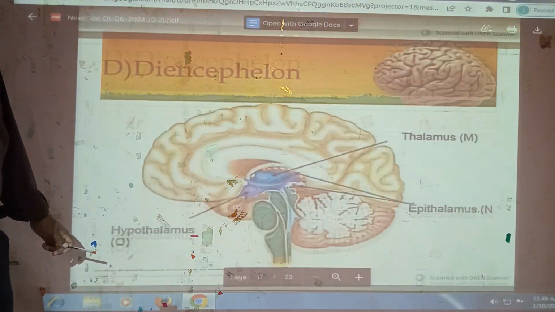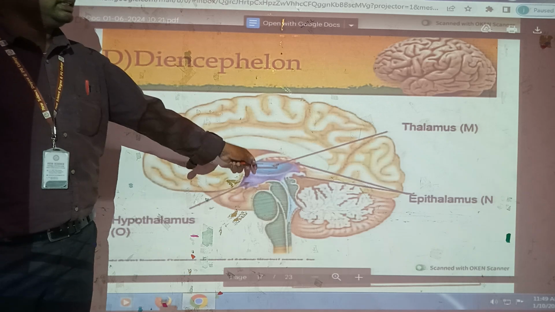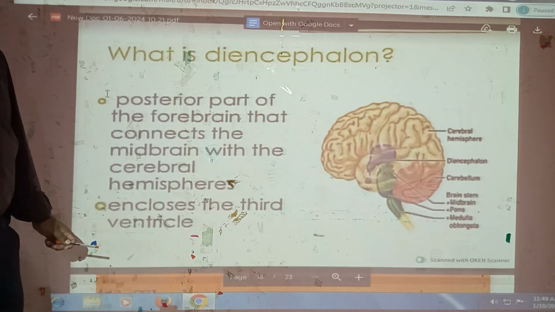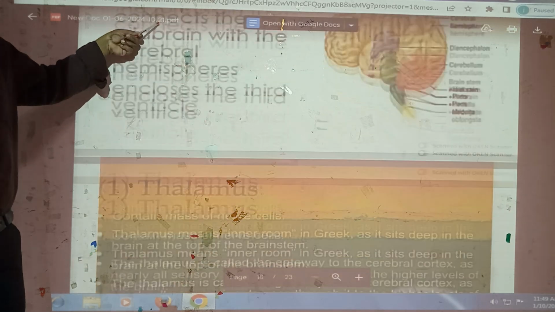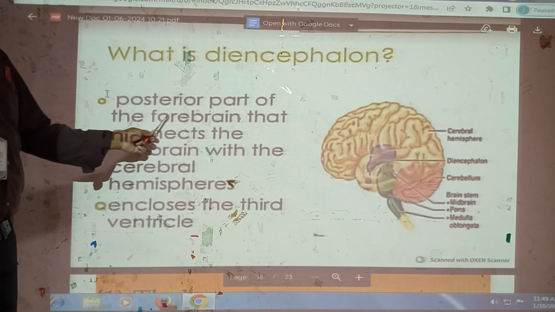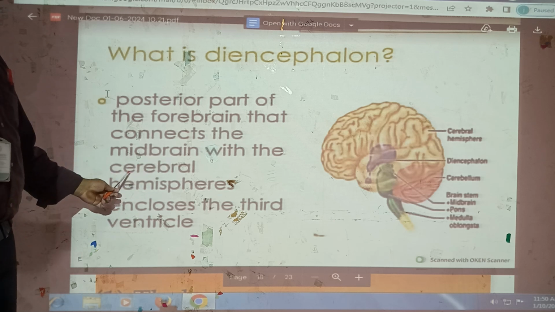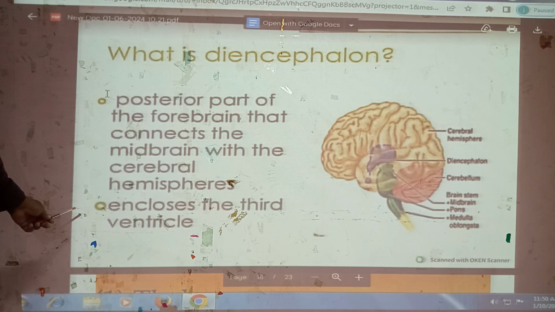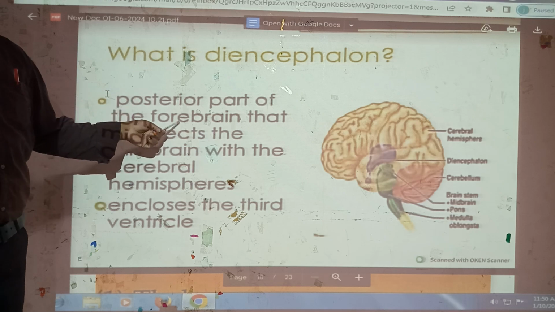Next, this is the diencephalon: hypothalamus, thalamus and epithalamus. What is the diencephalon? The diencephalon is the posterior part of the forebrain that connects the midbrain with the cerebral hemispheres. The main important thing here is that the third ventricle is present. This is the diencephalon, the end part of the forebrain.